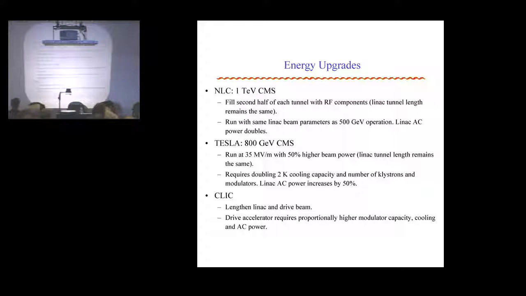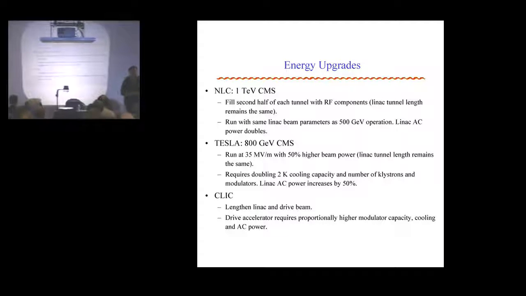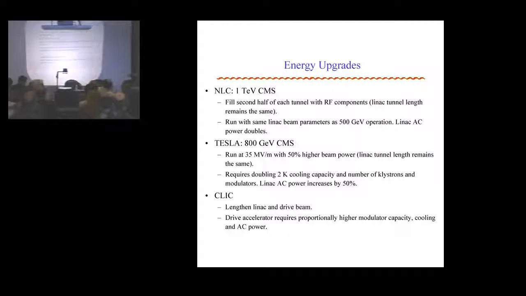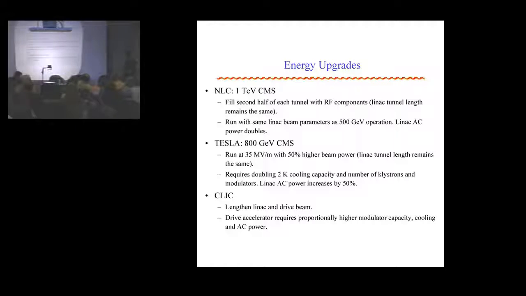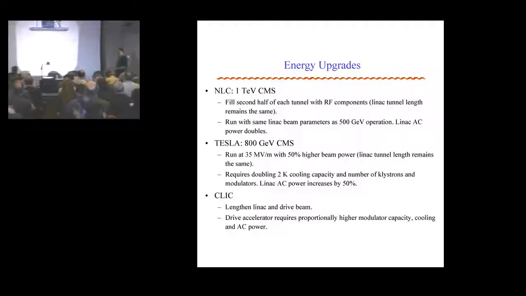And Tesla, they keep the beam line the same, the cavities the same. They're aiming for having these cavities work at 35 to begin with. It will require roughly doubling their cooling capacity and also the number of klystrons and modulators, and their AC power would increase by 50%. They also lower the rep rate some. And just a general mention of CLIC, that again, their selling point here is their expandability. They would basically just lengthen the linac and increase the length of their drive beam, which of course requires higher modulator and klystron capability.